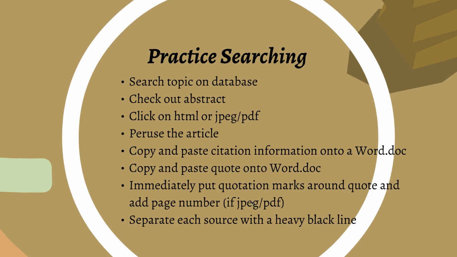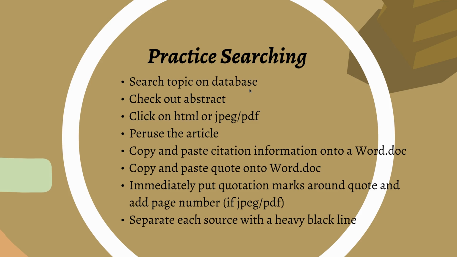Then you're going to start searching. You're going to search your topic. And the important thing is to change the terms that you search on. Let's say you're searching on child labor during the Victorian era. You could put child labor Victorian era. You could put England, child labor, Victorian era. Keep changing your search terms and you will get a different result every time.